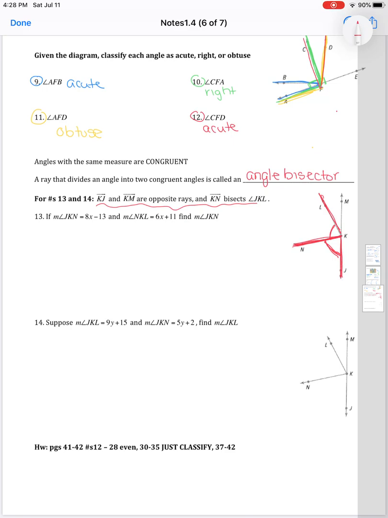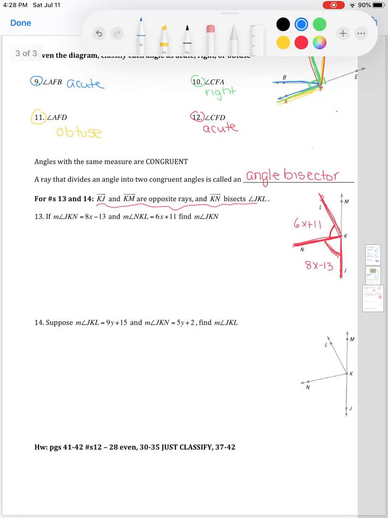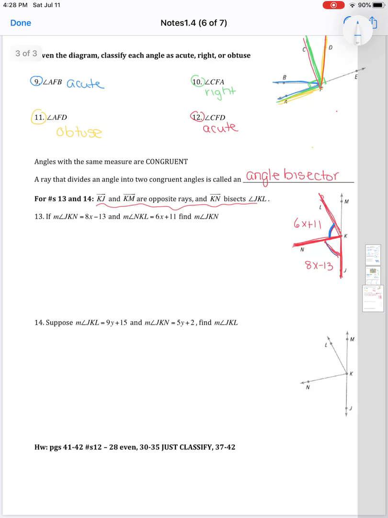Now, if we look at the information in 13, we can fill in what we have. So JKN, from J to K to N, is 8x minus 13. And from N to K to L is 6x plus 11. So before we even look at what the question is asking, we can see that this angle right here is equal to this angle right here, which means we can set those two things equal to each other.